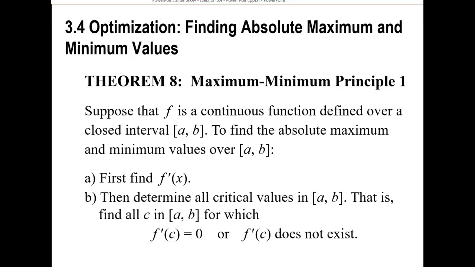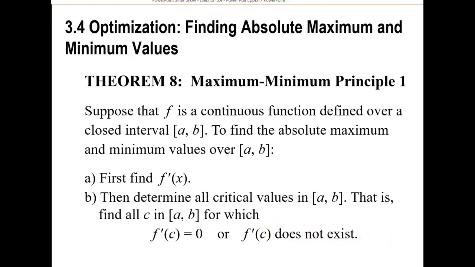All right, so principle number 1 says, suppose that f is continuous, defined over the closed interval [a, b], which means it's definitely going to have a max and a min. To find the absolute max and min values over that interval, we start by finding the first derivative, f prime of x. Second, determine the critical values within the interval. That means finding all c in the interval for which f prime is either equal to 0 or doesn't exist. Those are the critical values that we've talked about in the previous sections of this chapter.